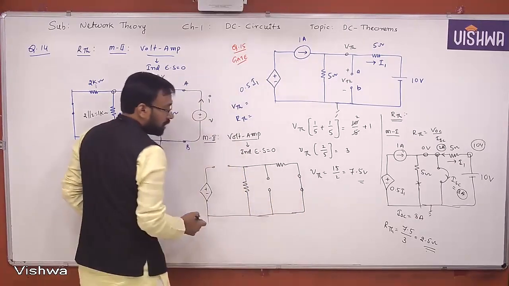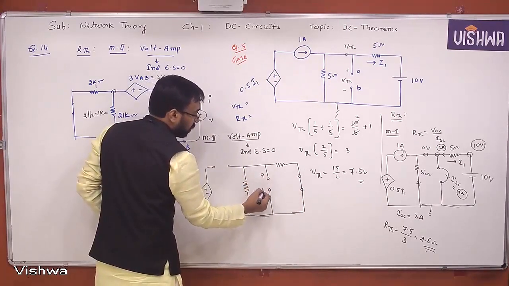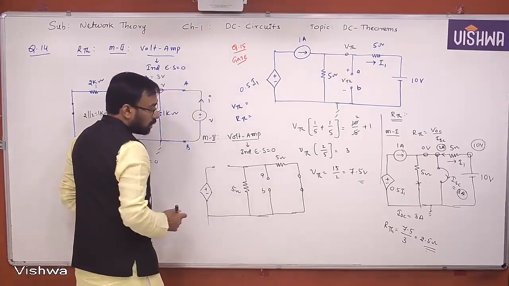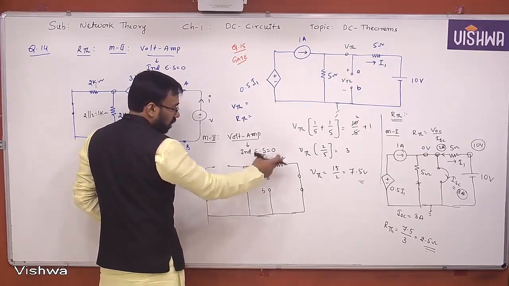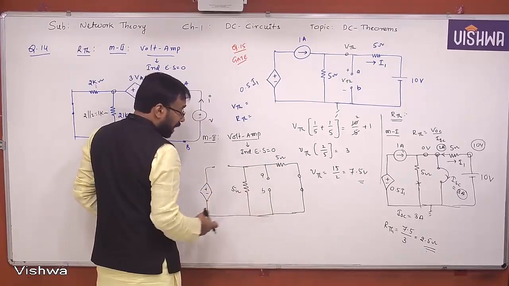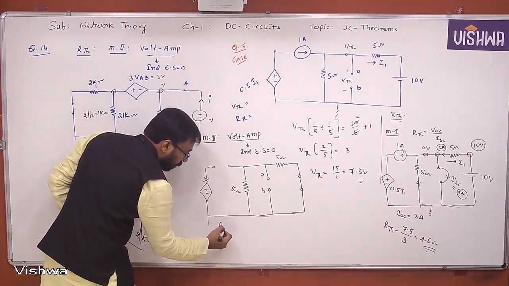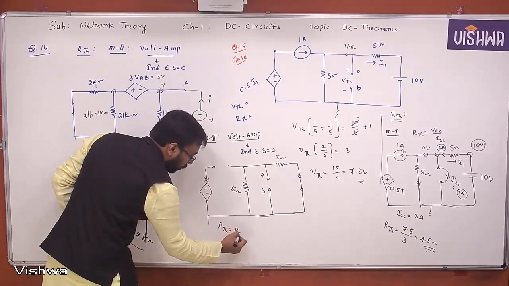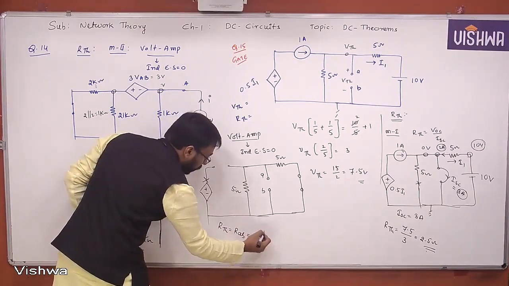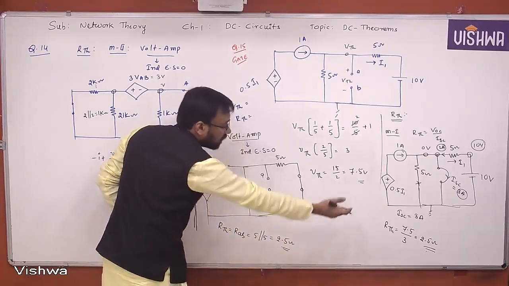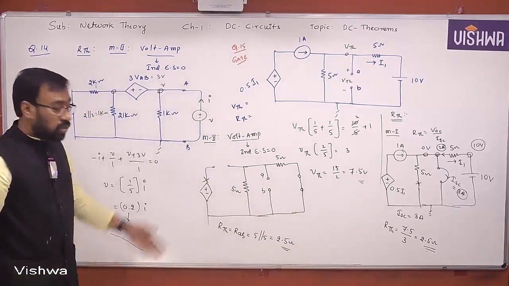It is something like this. This is the AB terminals. This is 5 ohm and this is 5 ohm. With respect to AB terminals, how are these two connected? Obviously parallel, and this is completely neglected because it is open. So RAB or RTH is 5 parallel 5, nothing but 2.5 ohm. You got the same answer as in the earlier case. So please note down quickly.